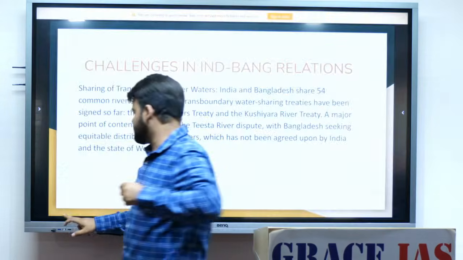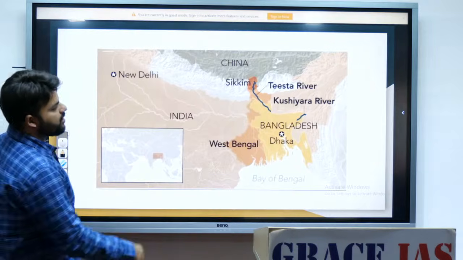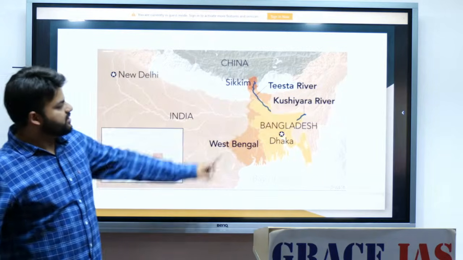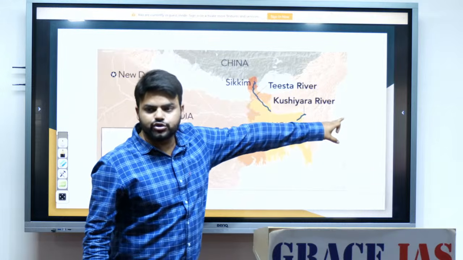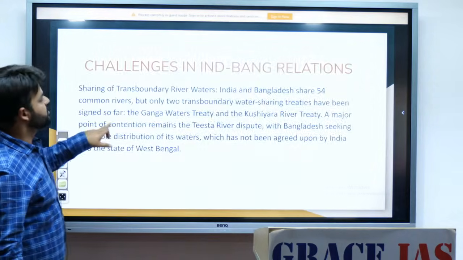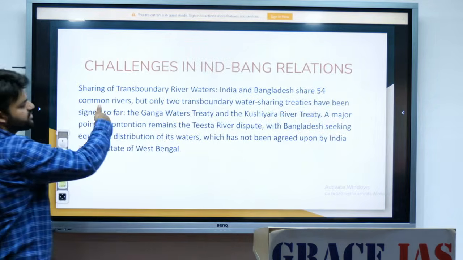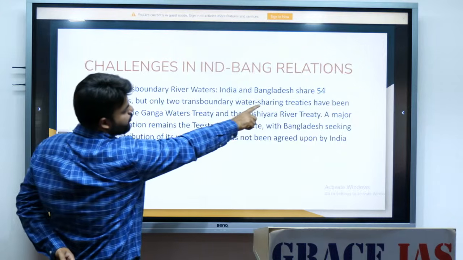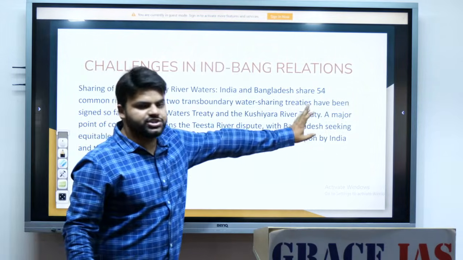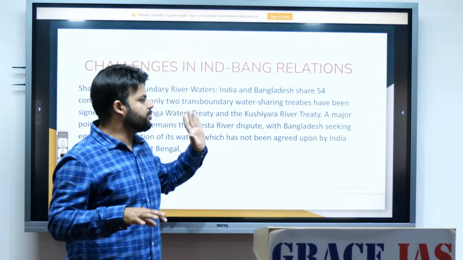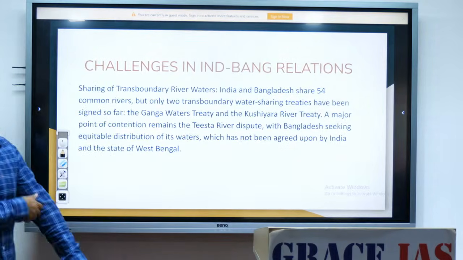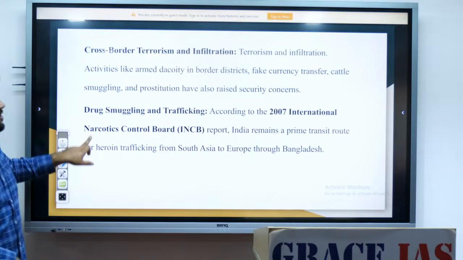I will show you Teesta. This is the Teesta river. Fine, it is flowing from Sikkim to Bangladesh. This is another river which is called Kushiara river. Kushiara river is one of those two rivers on which we have a treaty. Fine. So here what is written is, India-Bangladesh have 54 common rivers, but only 2 transboundary water sharing treaties have been signed so far. Ganga water treaty and Kushiara. Ganga water is properly divided. Kushiara too, but a major point of contention remains the Teesta river dispute. Fine. Chalo, let us write about the Teesta river dispute.